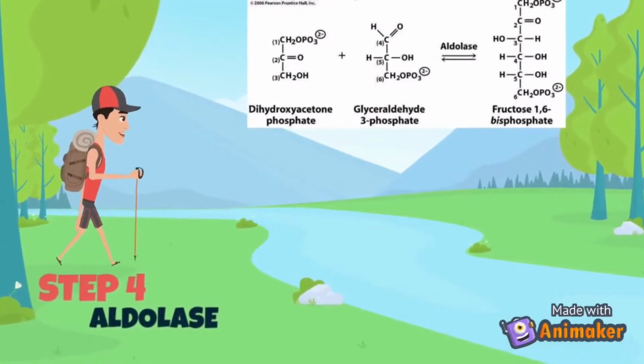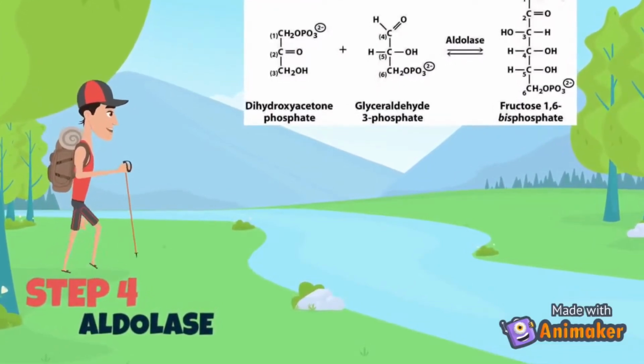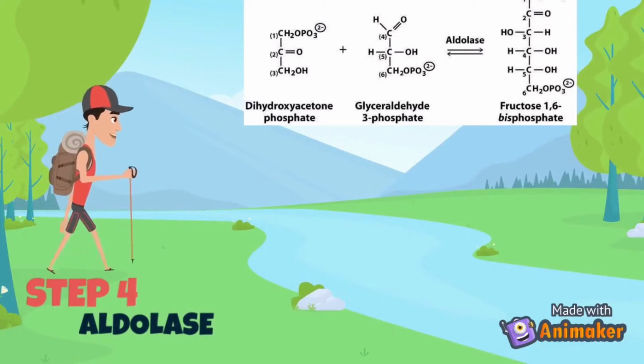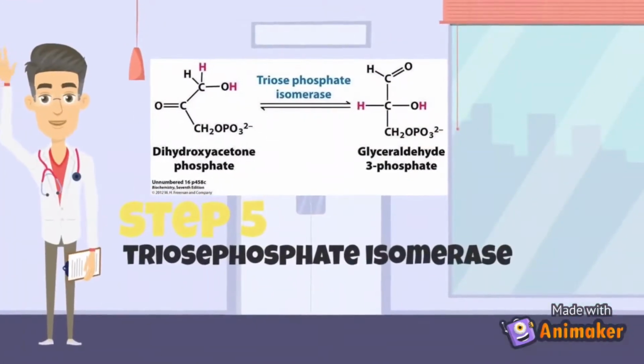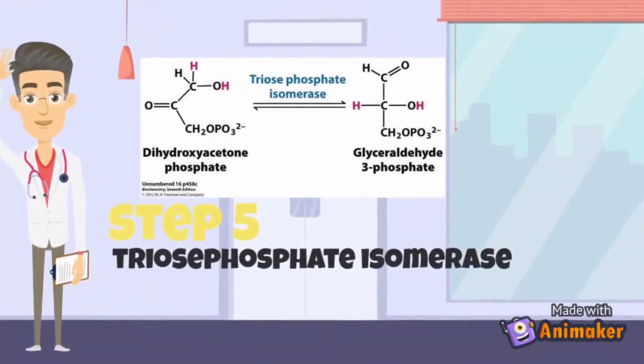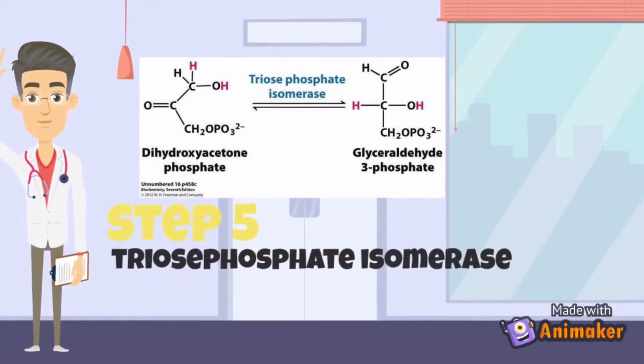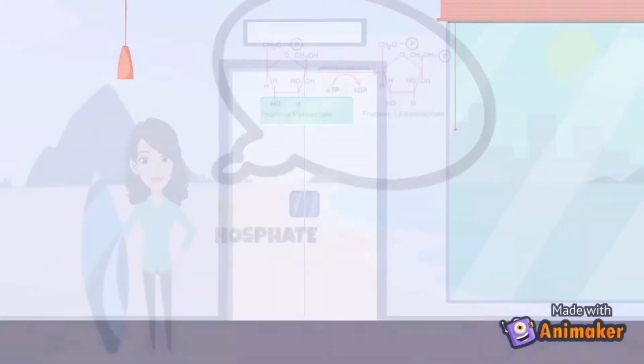Aldolase splits fructose 1,6-bisphosphate into two sugars that are isomers of each other, which are dihydroxyacetone phosphate and glyceraldehyde 3-phosphate. Triose phosphate isomerase rapidly interconverts the molecules DHAP and GAP. Glyceraldehyde phosphate is removed or used in the next step of glycolysis.